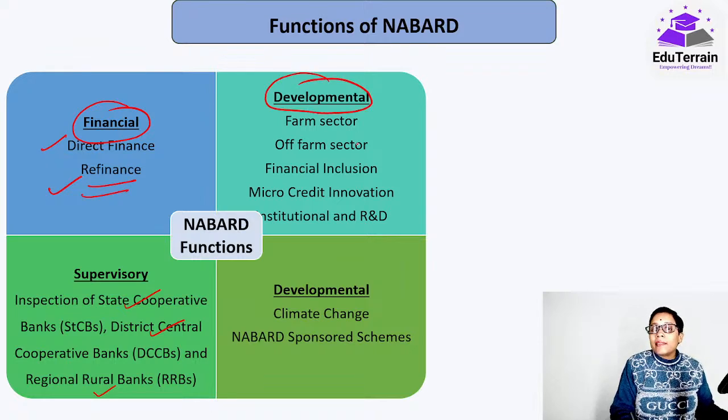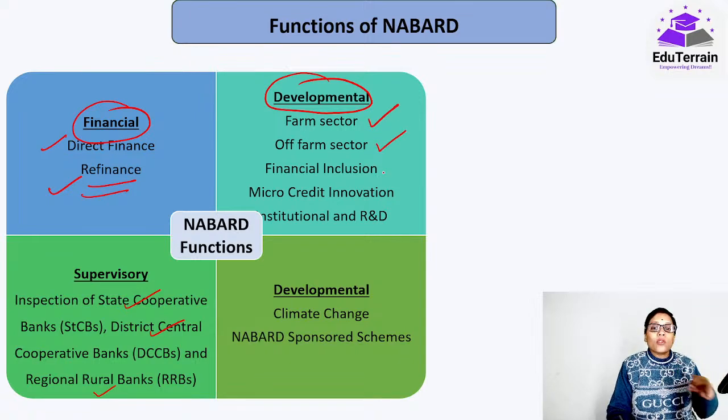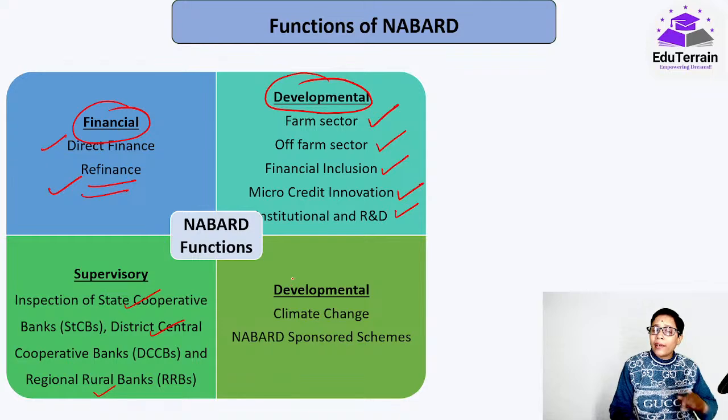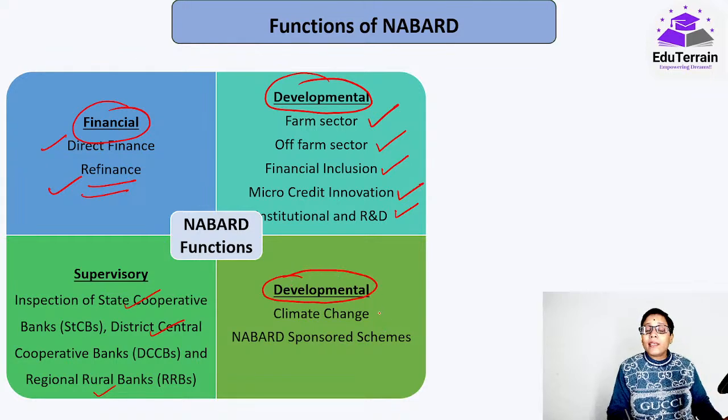Developmental activities, it takes up developmental activities not only in the farm sector, that is agriculture, but the off-farm sector. It also works on financial inclusion, microcredit innovation, institutional and rural R&D, research and development. Along with the developmental activities, there are two more, what are these? Exclusively currently focusing on climate change. Okay, and then various schemes that are sponsored by NABARD itself.